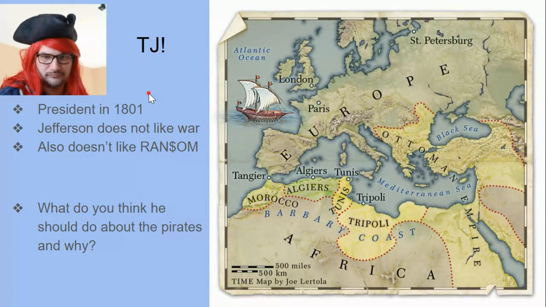So, TJ, Thomas Jefferson becomes the president in 1801. He doesn't like war, but he also really doesn't like ransom being paid to pirates to protect his American ships. So, what do you think he should do about the pirates? Why do you feel that way? We'll take a pause there and then we'll finish up the lesson coming up.